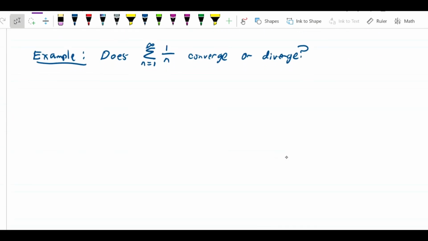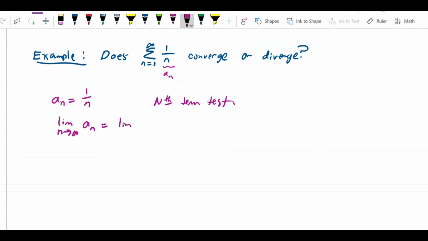Now let's consider this one. I want to do this problem just to demonstrate the common mistake. So let's see. This is a series, and its underlying sequence is that term. So a_n is equal to 1 over n. Let's use the nth term test to calculate the limit as n approaches infinity of a_n, which is the limit as n approaches infinity of 1 over n, which is 0. So what happens when we perform the nth term test and the limit that we find is 0? The answer is we don't know whether the series converges or diverges.